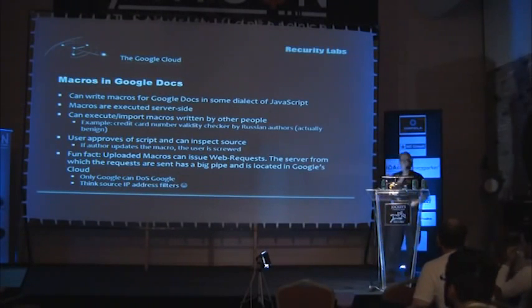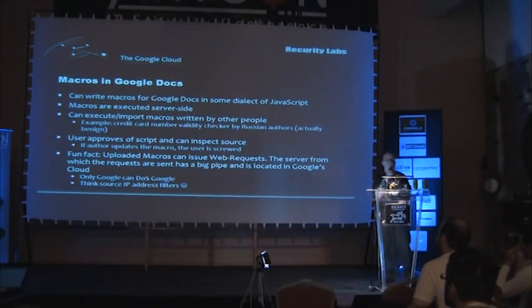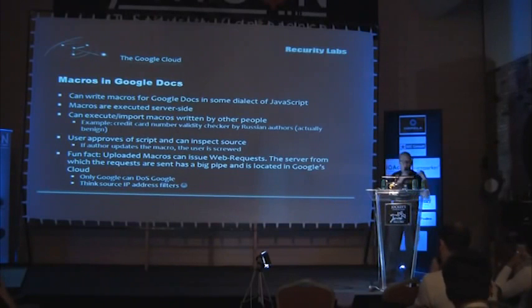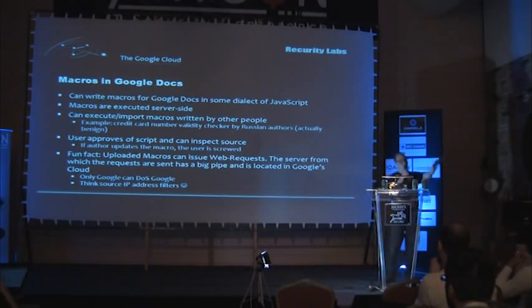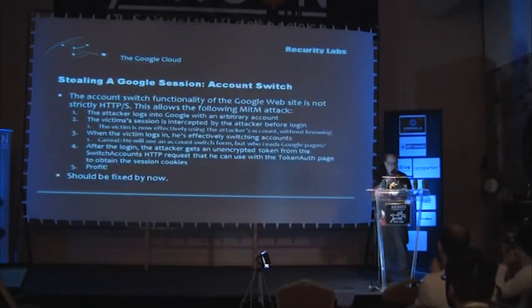What is also interesting is that the macros can do HTTP requests. Now keep in mind those HTTP requests come from within Google. You can get up to like 50 gigs per second data transmission within the Google data center. So only Google can actually DoS Google. And that's a pretty decent way to do it.